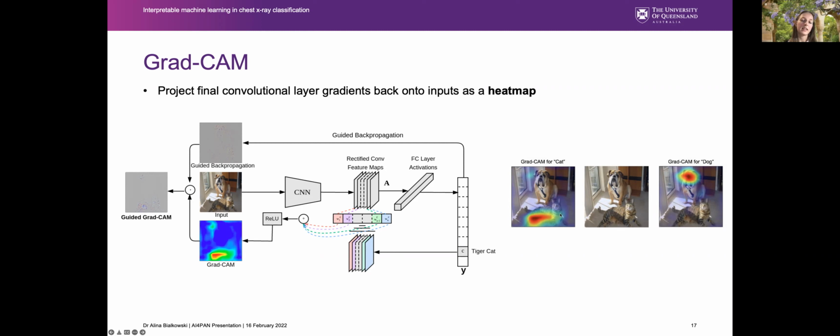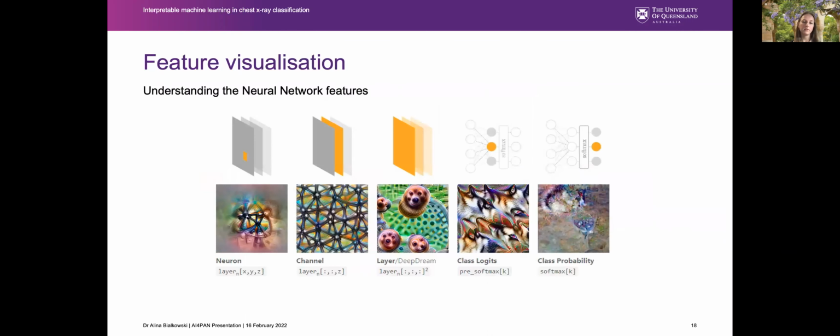Again, nicely, we can see that if we look at different classes, so cat, it highlights the cat in the image, and dog, it highlights that as well. So this is probably one of the most popular methods that I've seen in literature for investigating how neural networks come to their output predictions. So those are two common methods for attribution, so which parts of the input corresponded to the output.